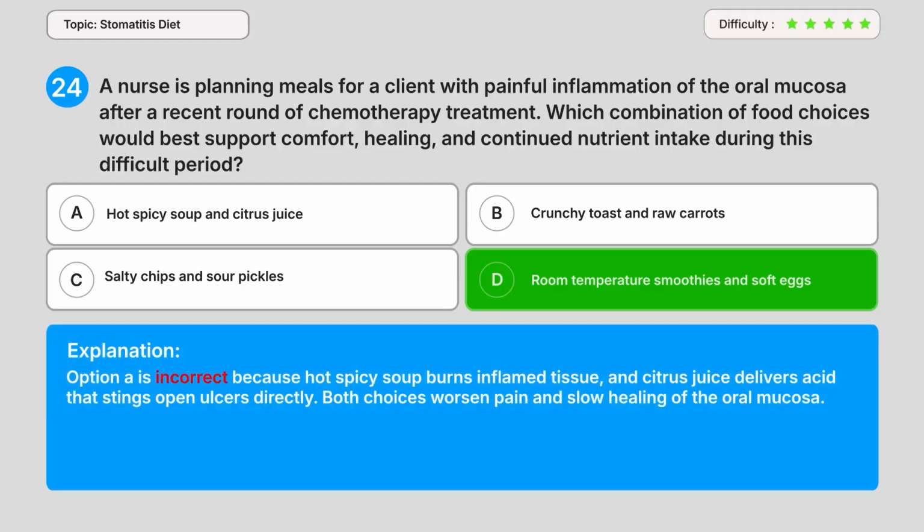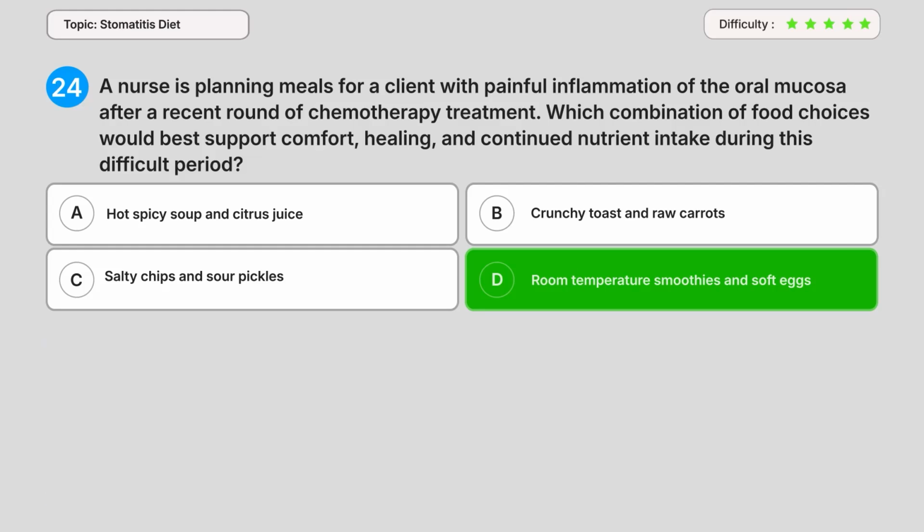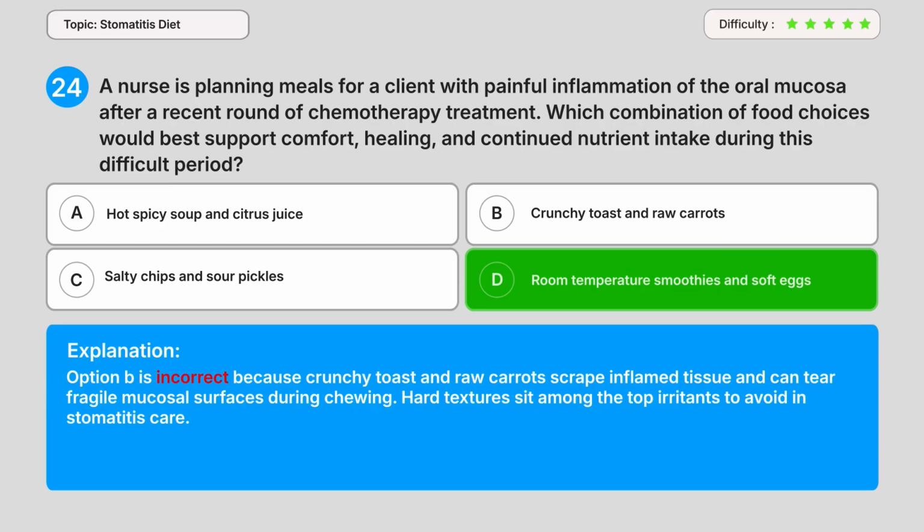Option A is incorrect because hot spicy soup burns inflamed tissue and citrus juice delivers acid that stings open ulcers directly. Both choices worsen pain and slow healing of the oral mucosa. Option B is incorrect because crunchy toast and raw carrots scrape inflamed tissue and can tear fragile mucosal surfaces during chewing. Hard textures sit among the top irritants to avoid in stomatitis care.